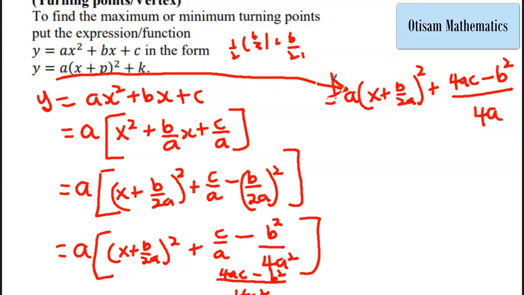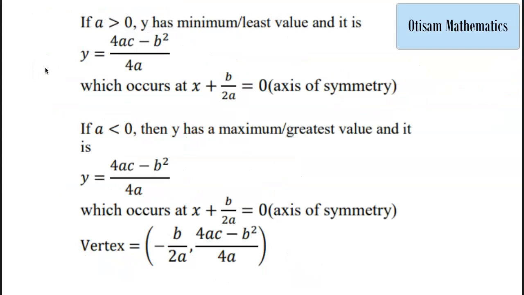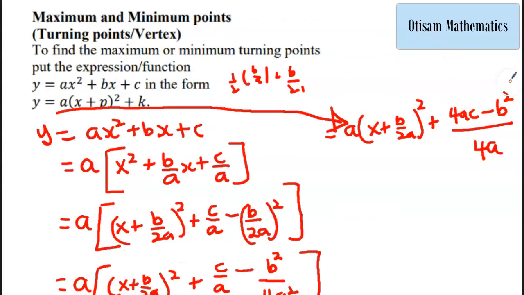That is the standard. Okay, so after completing the square, let's go back. This value here gives the maximum or the minimum. If a is negative, then this is the maximum. If a is positive, then this is the minimum.